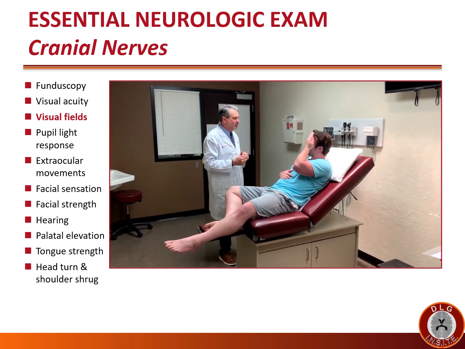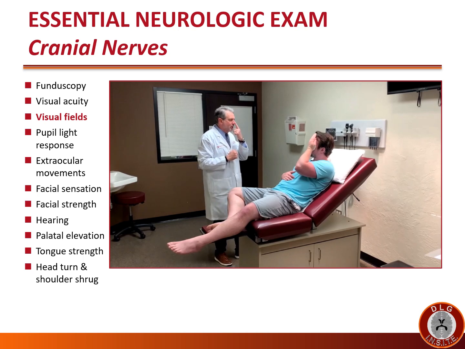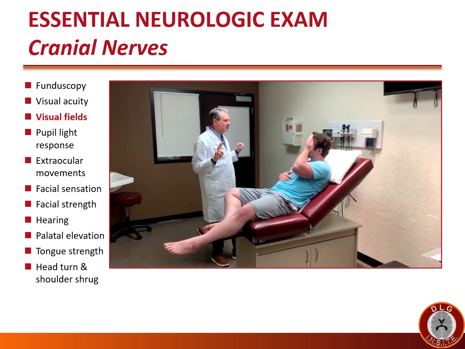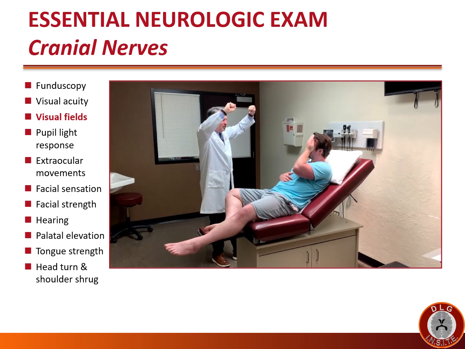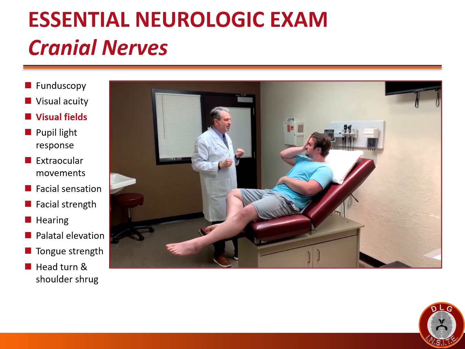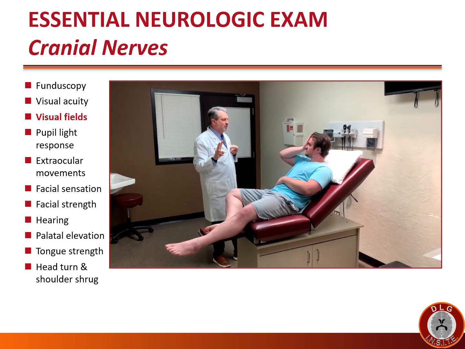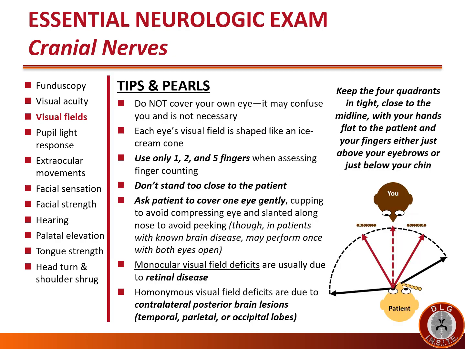There you go, perfectly. Make sure you can't sneak a peek in the side there. Look at my nose, and how many fingers do you see? 2, 5. Good. Look at my nose. How many fingers do you see? 1, 5. Good. Now the other eye. Look at my nose. How many fingers? 5, 2, 1, 5. Good.